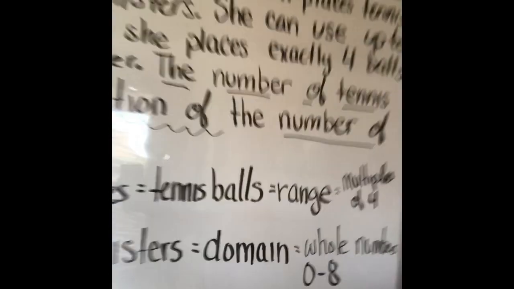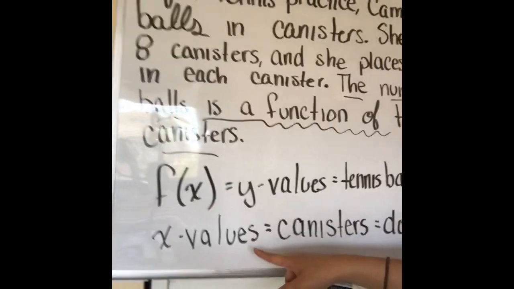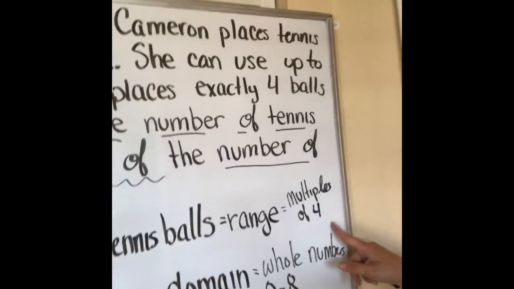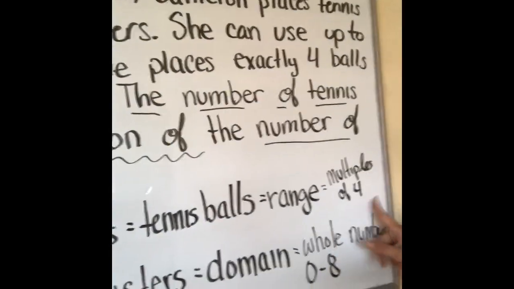So if we take a look at our option choices, my correct answer is that the domain is whole numbers between 0 and 8. And that's because our x values are our canisters, which is the domain, and I said whole numbers 0 to 8. And the range is all multiples of 4 from 0 to 32. I didn't get that specific up here, but I did say that it had to be multiples of 4 because you put 4 balls in each canister.